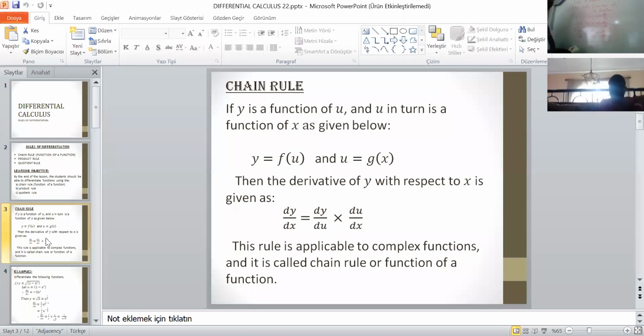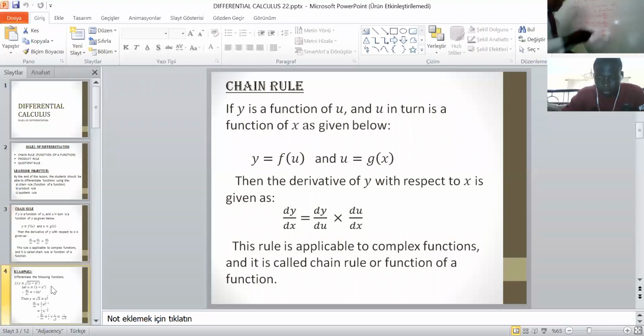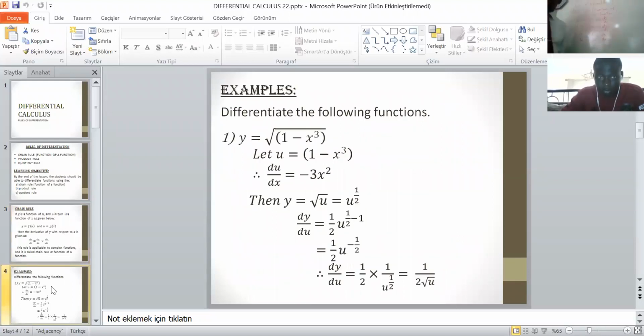This slide will be given to you. You copy that, but let's see how to solve questions on this. So it is the chain rule and it is applicable to complex functions. So let's see examples here. The first question: differentiate the following functions. And the first one, you are given y is equal to, that is the example.